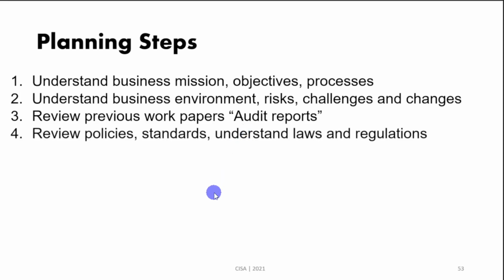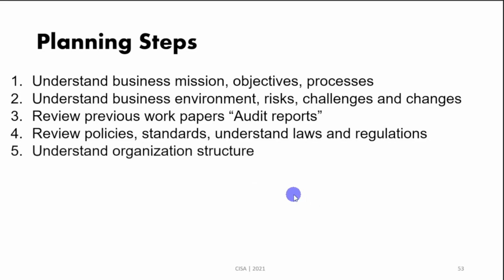We also need to review policies and standards, and understand what laws and regulations this business is obligated to comply with. We also need to understand the organization structure, because that will assist the auditor in understanding the line of reporting and the possible opportunities to have a conflict of interest or missing segregation of duties, and we will discuss what these two terms mean in much more detail later in this course.